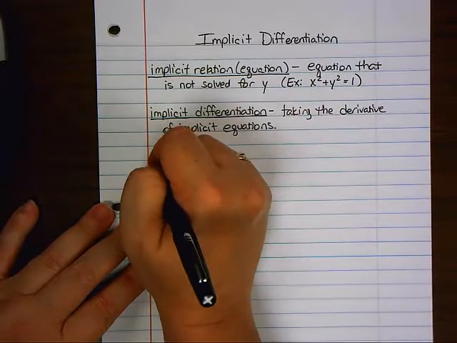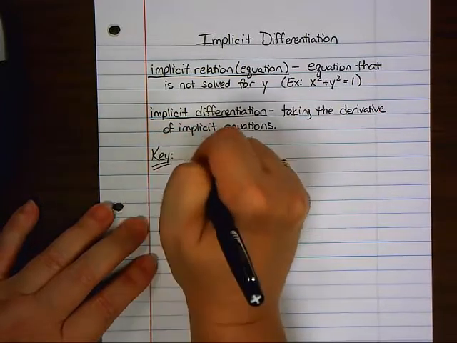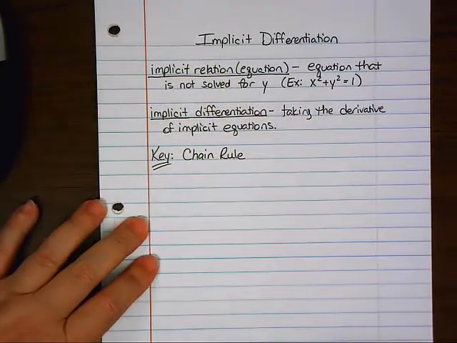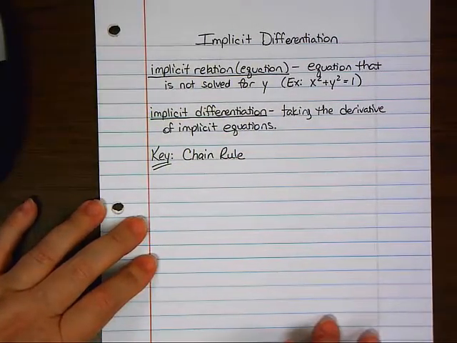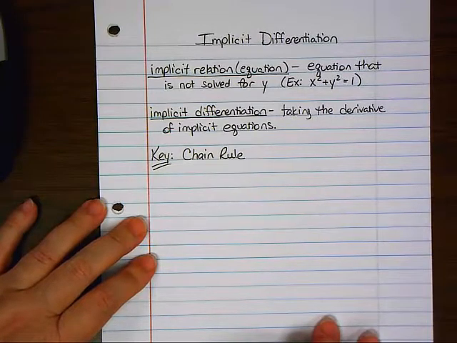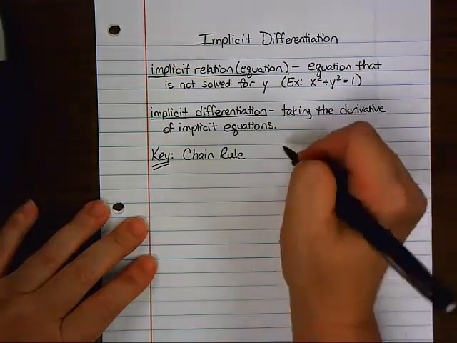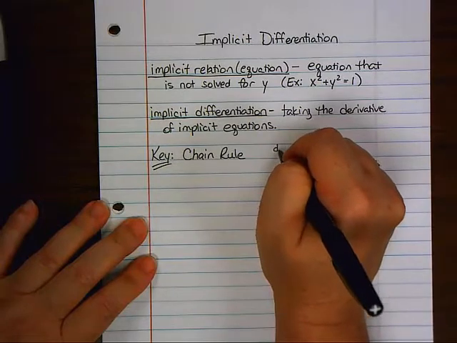Okay. The key to doing this is all in the chain rule. So what I'm going to do is show you how to take the derivative of a y that is not just a single y using a long method, and eventually we're going to get to a place where we can just do it with a shortcut. Okay? Now the chain rule is the key to the long way. So let me write this down.